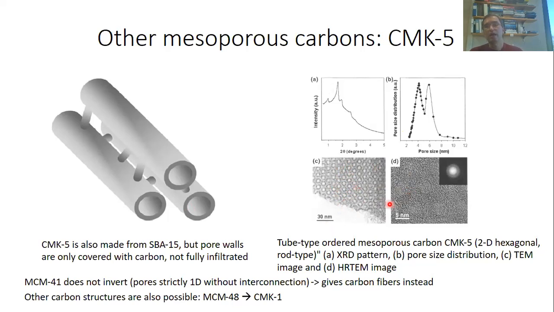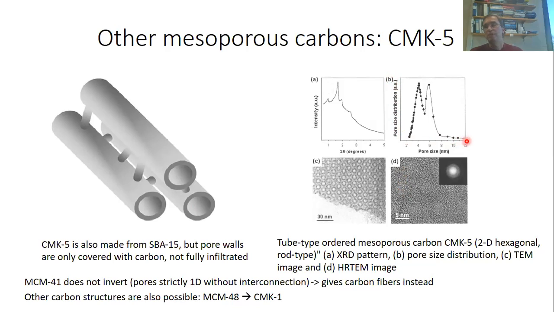Okay, you see here a high resolution electron microscopy image of the same. You see here a central pore, which is surrounded hexagonally by 6 other pores. So you can see that bimodal pore size distribution.